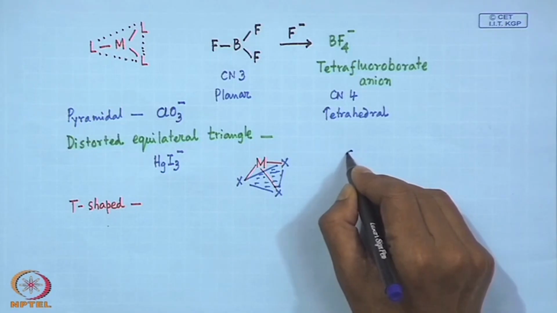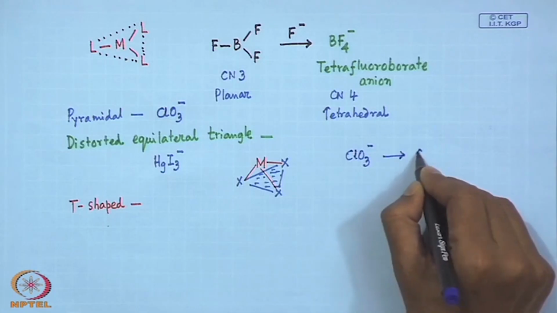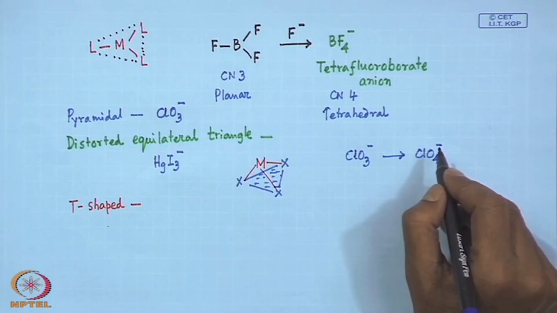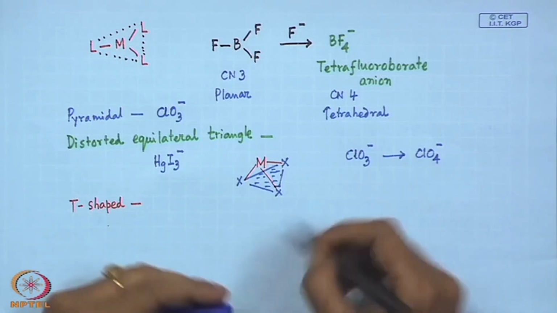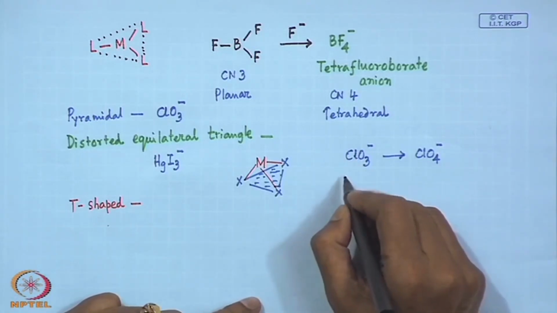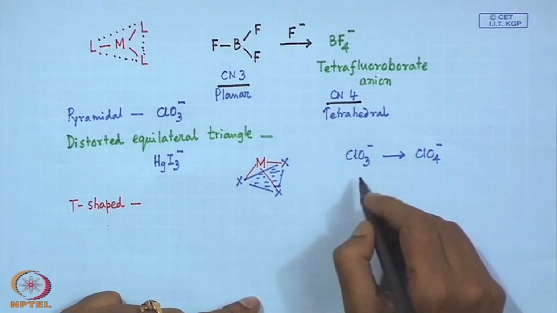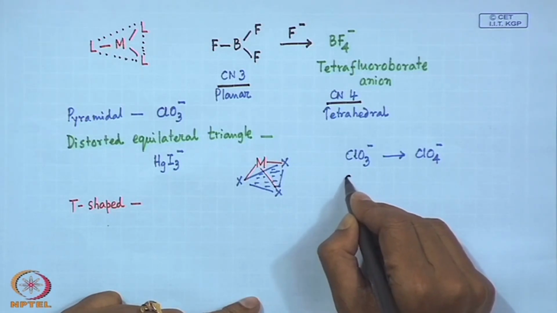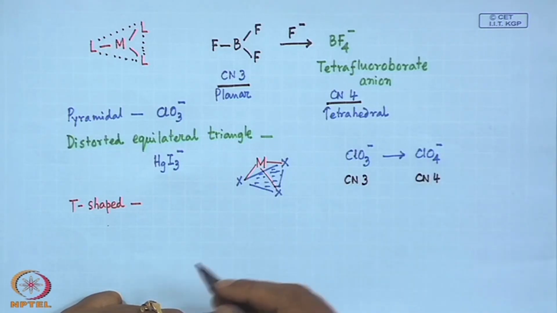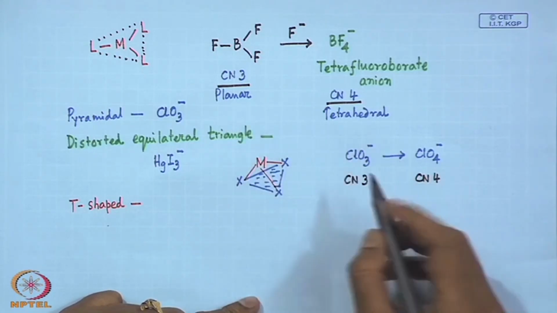So when we move from the chlorate to perchlorate, we get a corresponding structural change as well as the coordination number change. Here, like this BF3 to BF4 change, here also we get a corresponding coordination number of 3 to a coordination number of 4. But in this particular case, it was a change from pyramidal to a tetrahedral structure.